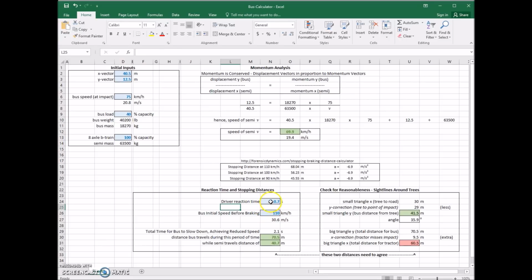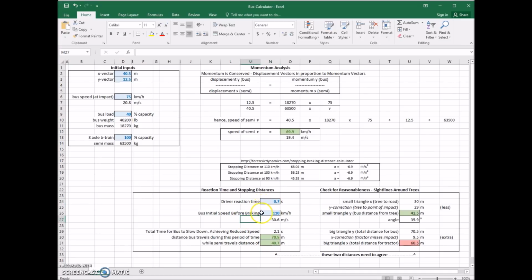For instance, we can talk about reaction time. That's the time when your brain registers that you see something and you need to slow down, but your foot has to move over and press the brake. A good driver that's fully alert can easily achieve 0.6 or 0.7. A distracted driver, that could be very long. If he's texting, it could be 4 seconds, who knows.